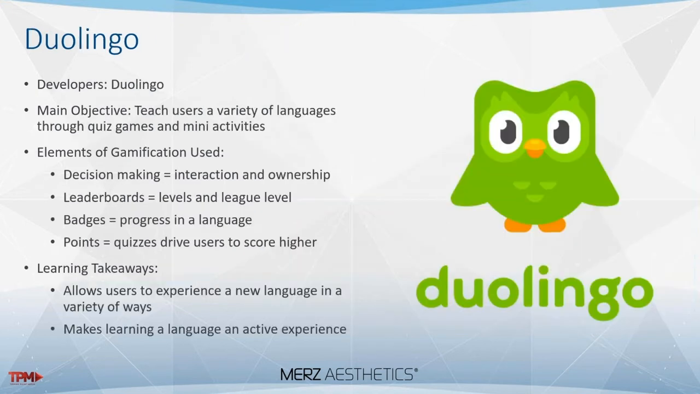The next simulation and serious game we're going to be reviewing is Duolingo. Duolingo is a popular app that teaches people various languages through quizzes and mini games. Now, there are certain elements of this, like timers, choice making, points, quizzes. They really have the whole gamut of gamification tools to turn language learning into a fun, active activity.